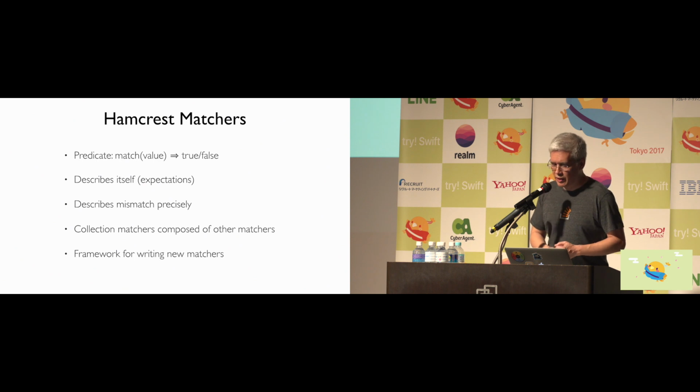OCHamcrest matchers do a number of things. A matcher is a predicate that evaluates a value. A matcher describes itself. That is, it describes its expectations. If there is a mismatch, a matcher can give a precise description of what's different from the expectation. They can be composed from other matchers in a domain-specific language.